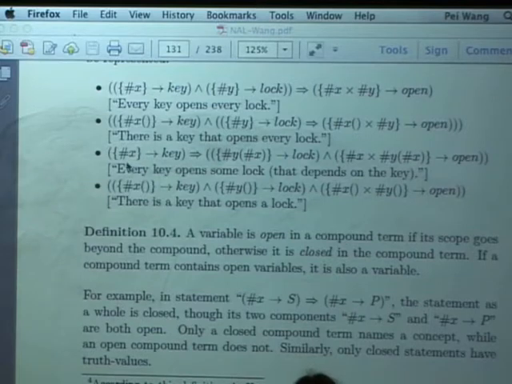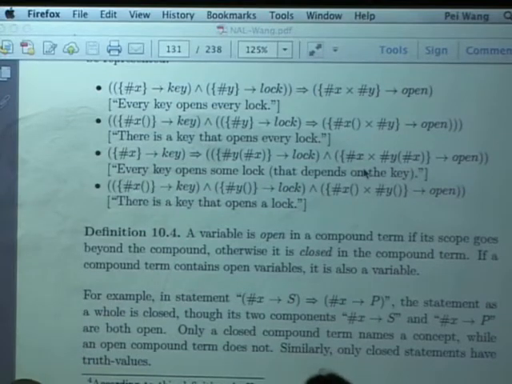And the third one is, you see, the overall structure is an implication. This is the condition part. This is the consequence part, or conclusion part. Okay? The condition part says that if X is a key, then what? This part is a conjunction. Okay? There is a Y, which actually depends on X, which is a lock. And X and Y have this open relation. Here there is a dependency, which is the case because every key opens some lock, but that depends on the key. It doesn't open the same lock, right?